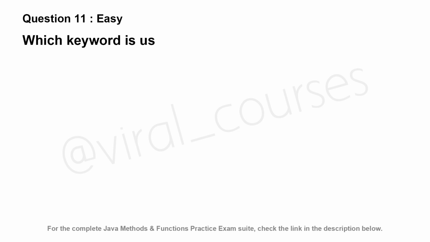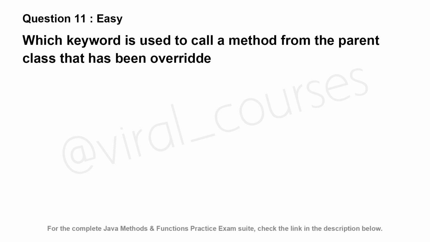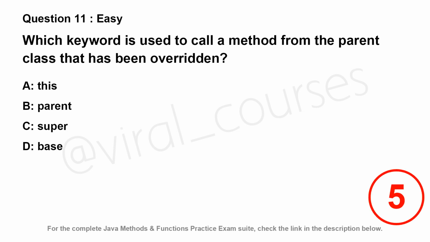Which keyword is used to call a method from the parent class that has been overridden? Option A. This. Option B. Parent. Option C. Super. Option D. Base.